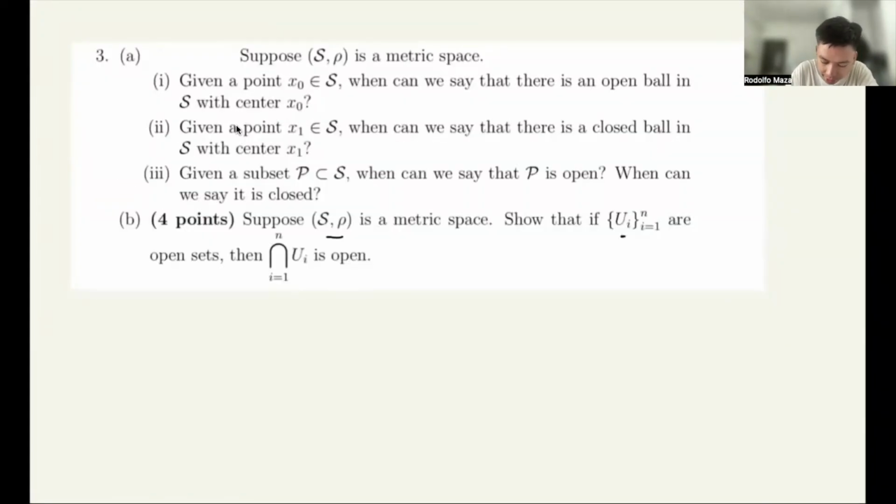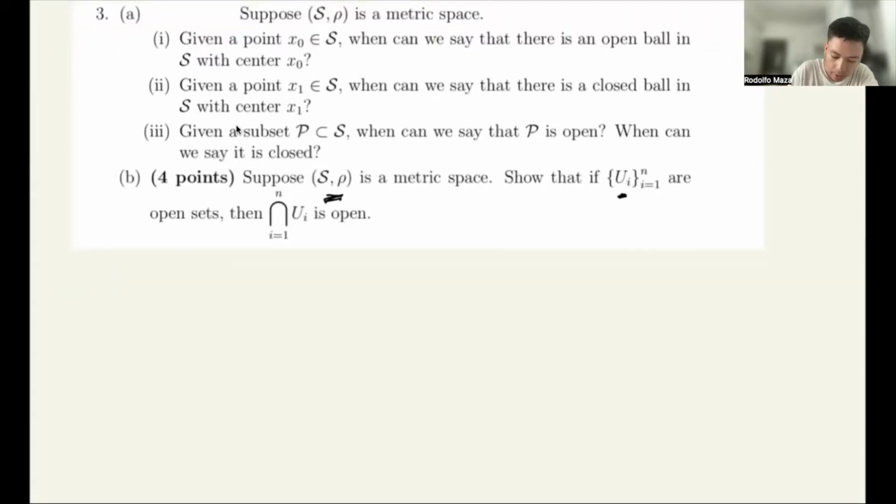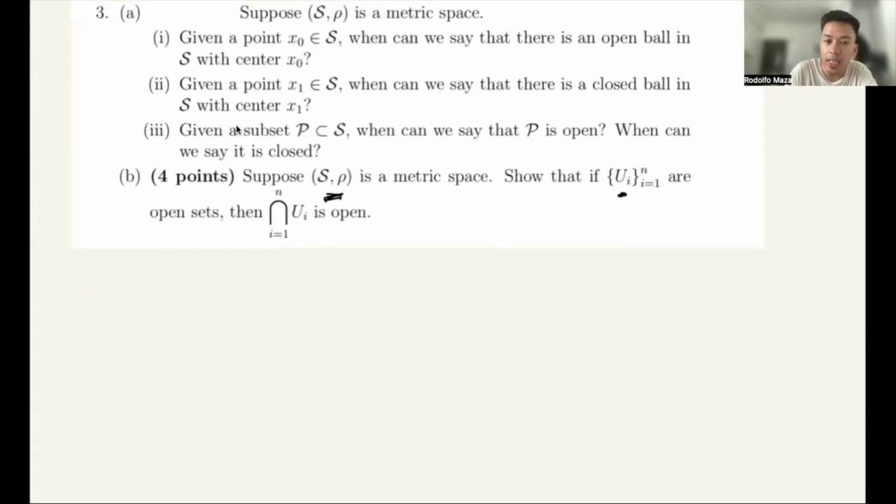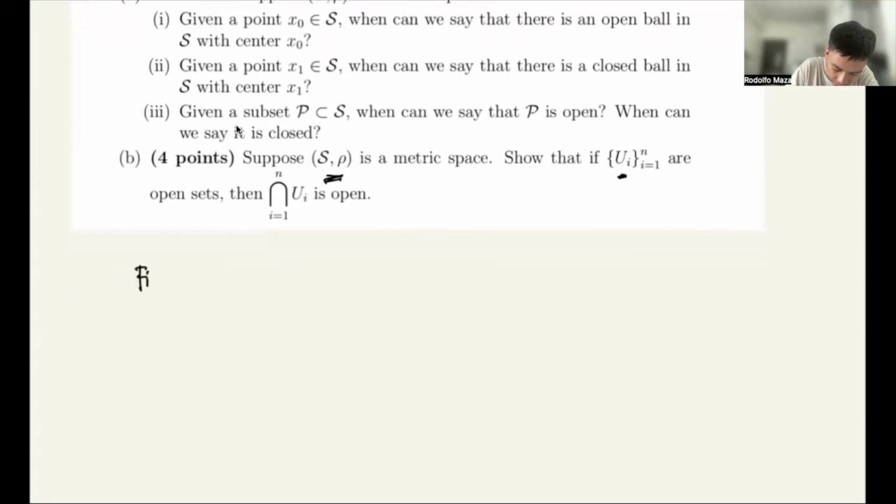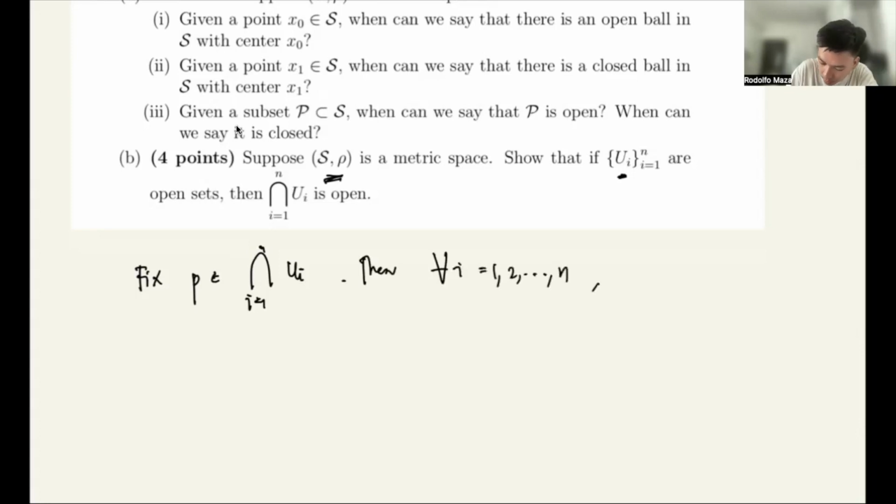Number 4. Suppose S is a metric space. Show that if the U_i, i from 1 to n, are open sets, a collection of open sets, then the intersection of the U_i is open. How do we solve this? For a set to be open means it contains an open ball. So let's fix p, an element of the intersection of U_i, i from 1 to n. Then for all i from 1 to n, p is in U_i, because p is an element of the intersection, so it is an element of each of those sets.